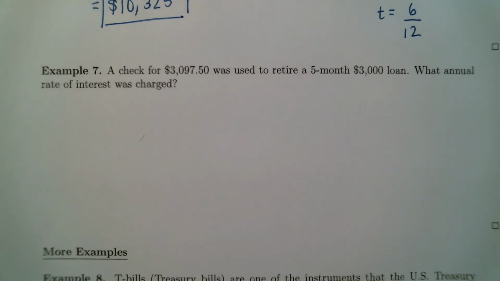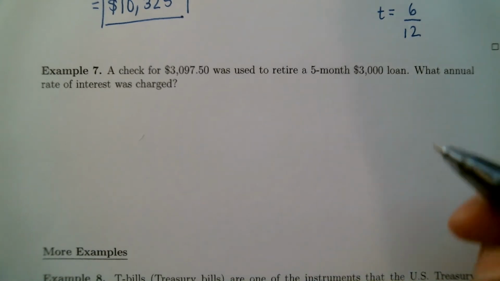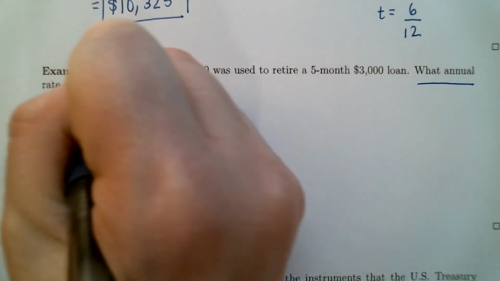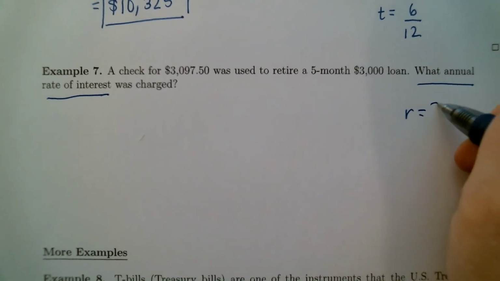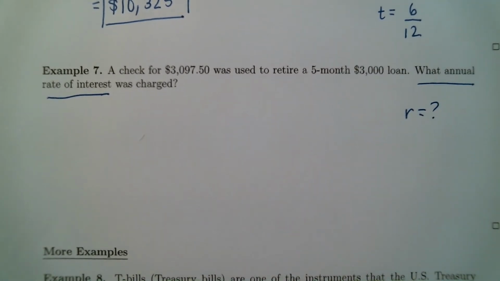Well, let's read the question again. You have a check for $3,097.50. It was used to retire a 5-month $3,000 loan. What annual rate of interest was charged? First of all, what are you looking for? What annual rate of interest? You are looking for R here. R appears in both formulas, so we need to look at the other numbers that they have given us.